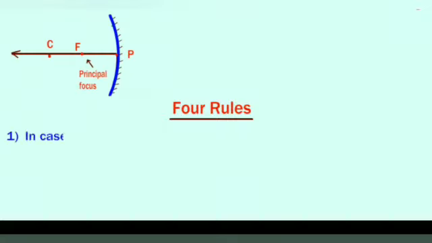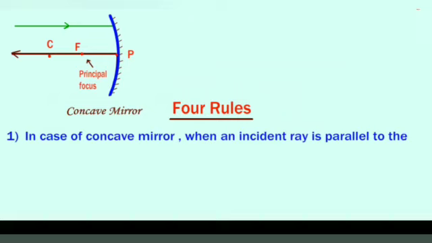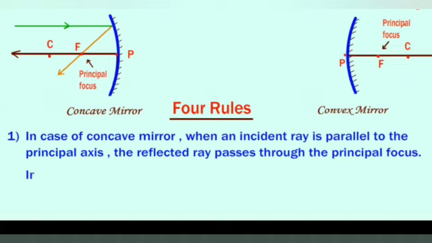Now we are doing rules for the formation of image. The first rule says, you can see 3 points P, F and C. All together when they are combined, it forms a principal axis. So the ray which is coming parallel to the principal axis, that green light, after it strikes the mirror, it will pass through point F. This orange color light is the reflected light. So the ray which is coming parallel to the principal axis, after reflection passes through focus.